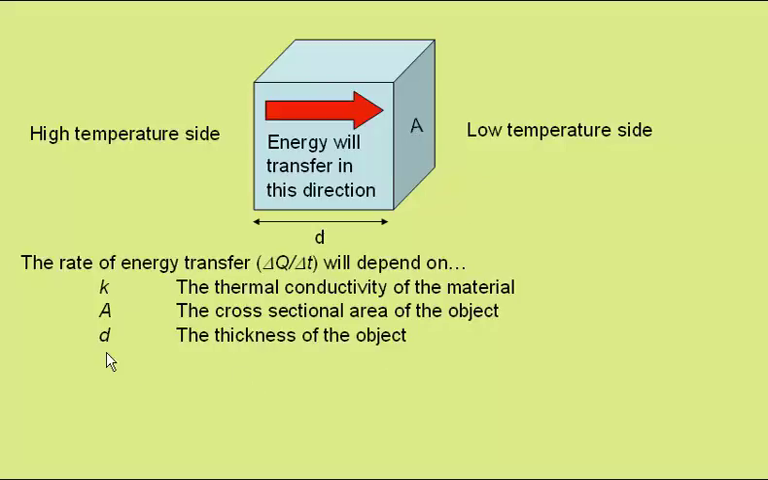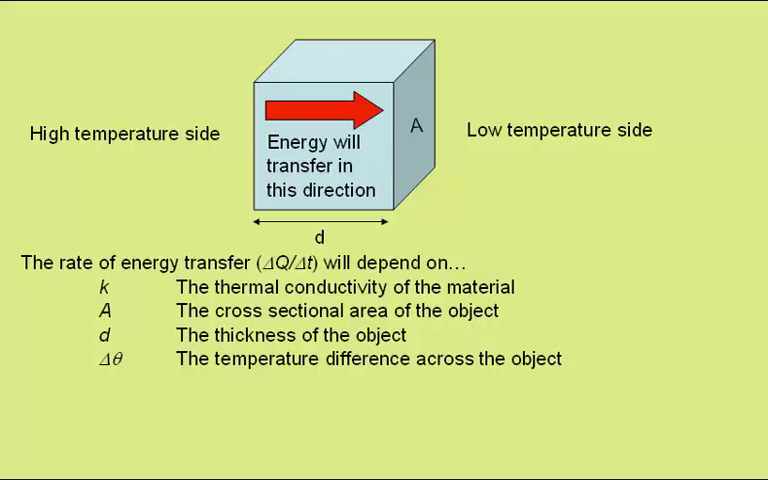Another factor is the thickness of the material, which I'll call D. That will be the thickness in this direction, the direction of energy transfer. Another factor is the temperature difference, I'll call delta theta, the difference in temperature between the high temperature side and the low temperature side. The bigger the temperature difference, the greater the rate of energy transfer.